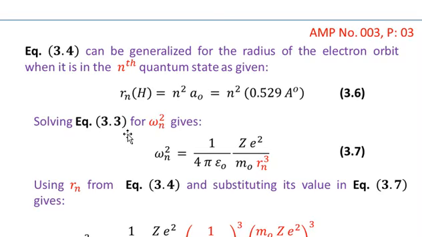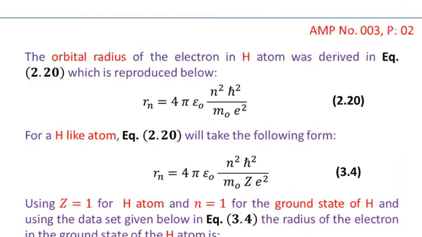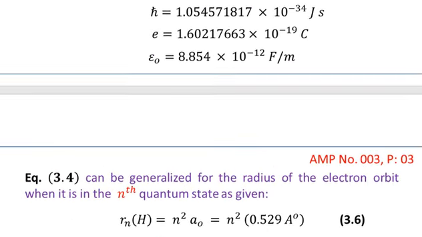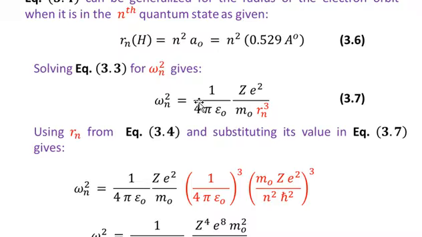Solving equation number 3.2 for the value of omega n square gives the following. Let me show you first equation number 3.3. So you see that this is equation number 3.3. You can solve this equation for the value of omega n square, and when you solve it, you will get omega n square equal to 1 over 4 pi epsilon naught times Z square in the numerator, divided by m naught Rn to the power 3 in the denominator. So this is equation number 3.7, giving you the value of omega n square.